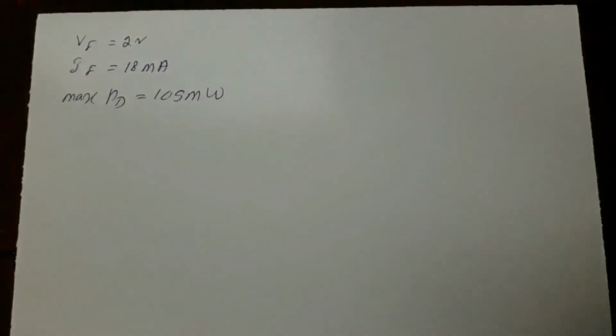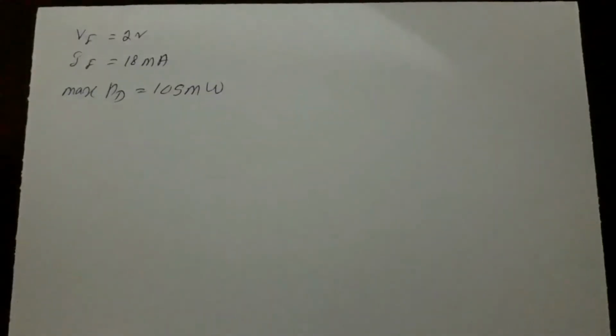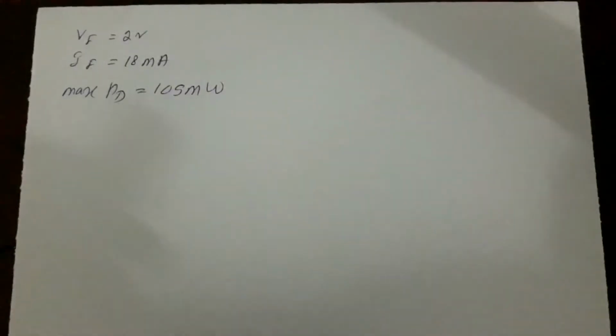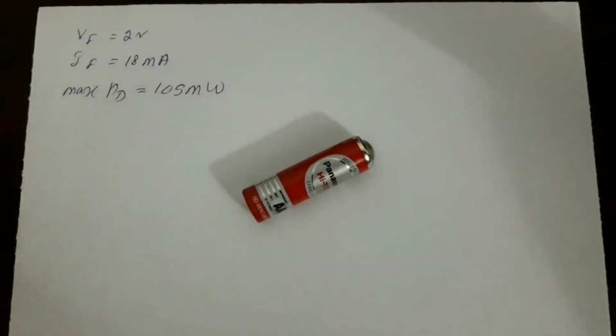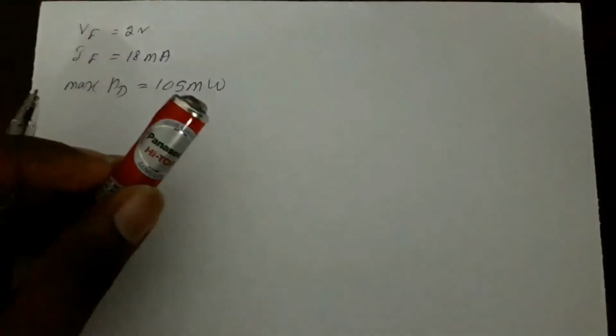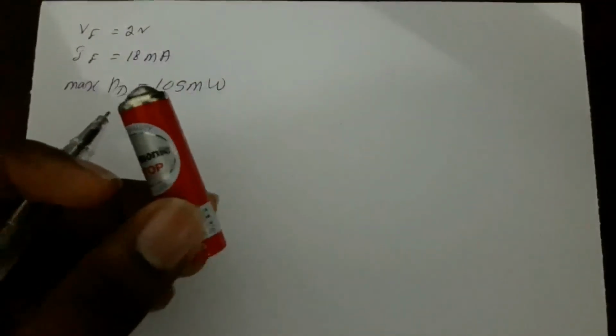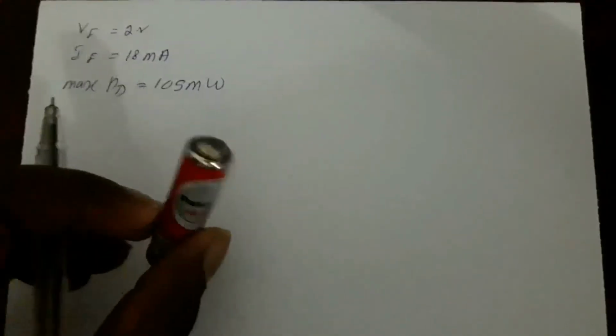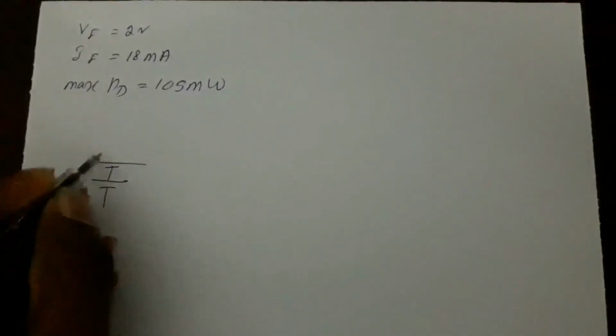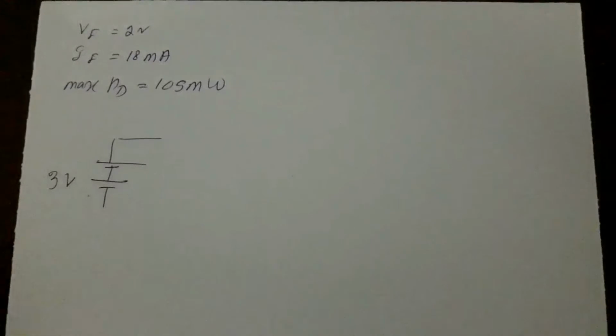Now when designing the circuit, let's assume that we need it to be run using two 1.5 volt AA cells. So let's design an LED circuit to be powered by two of these AA cells. Each of these cells is rated for 1.5 volts, so we need at least two of these cells in series in order to obtain a sufficient amount of voltage to power the LED circuit. If we hook up two of these together, we get 3 volts.